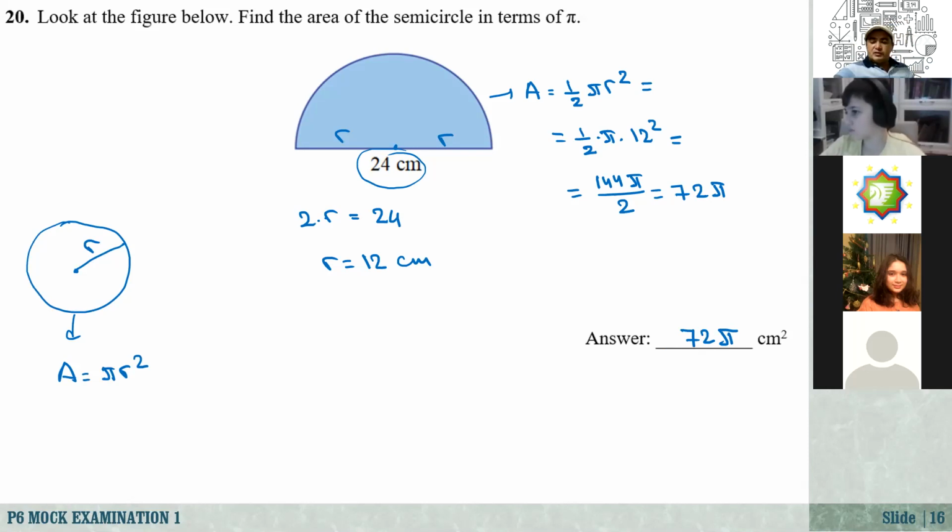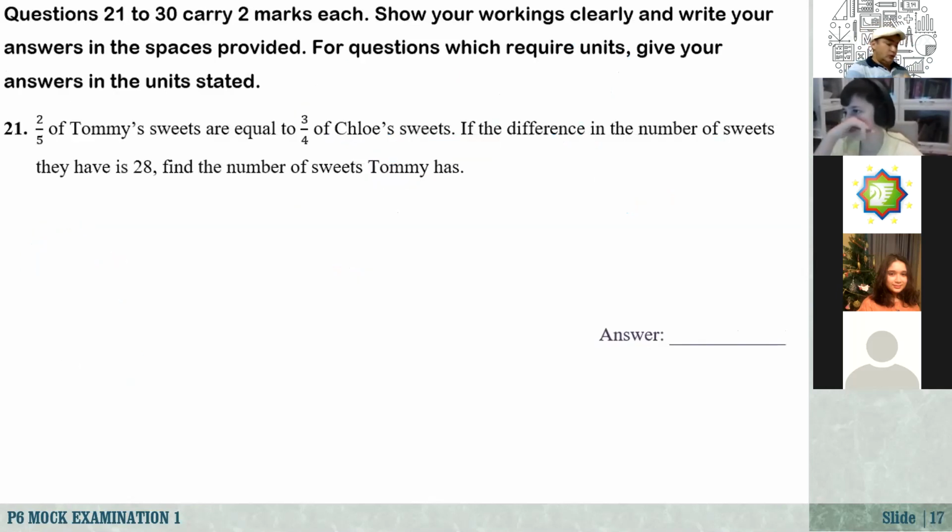Okay, guys, if everything is okay, now the next question is for you. Just do it and tell me the answer. You have 2 minutes to solve question 21. If you are ready, we can start now. Okay, start now, 2 minutes. Read the question, do it, and tell me the answer.